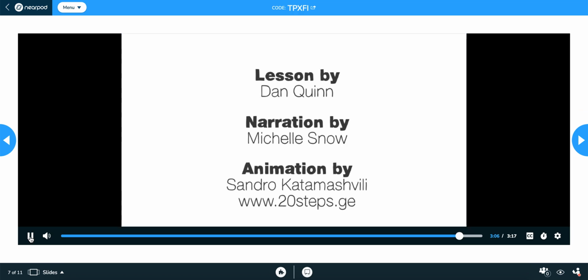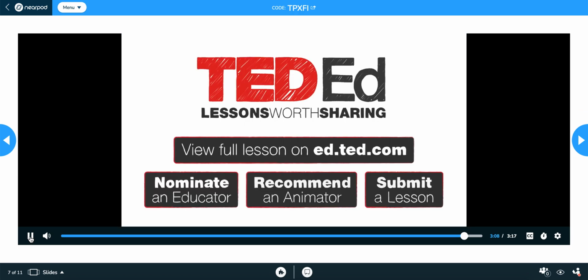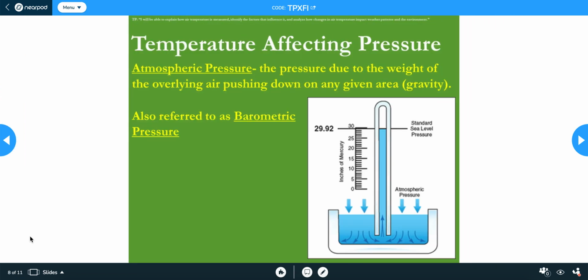All right. I want to transition a little bit into air pressure. All right, so atmospheric pressure or air pressure, the pressure due to the weight of the overlying air pushing down on any given area, right? This is due to gravity, right? Gravity is always pulling air masses down, or air molecules, but because of density differences, air masses can rise and sink.